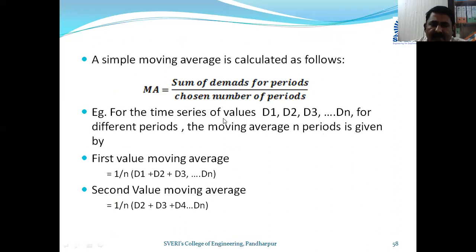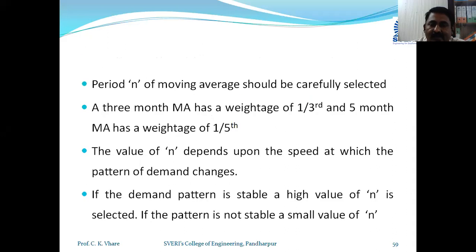So if D1, D2, D3, up to Dn is the demand for different periods, then the moving average can be calculated by D1 plus D2 plus D3 divided by 3, or D1 plus D2 plus D3 plus D4 plus D5 divided by 5. Here I am considering the months or demand for that period. For example, 3 months, for example, 5 months.